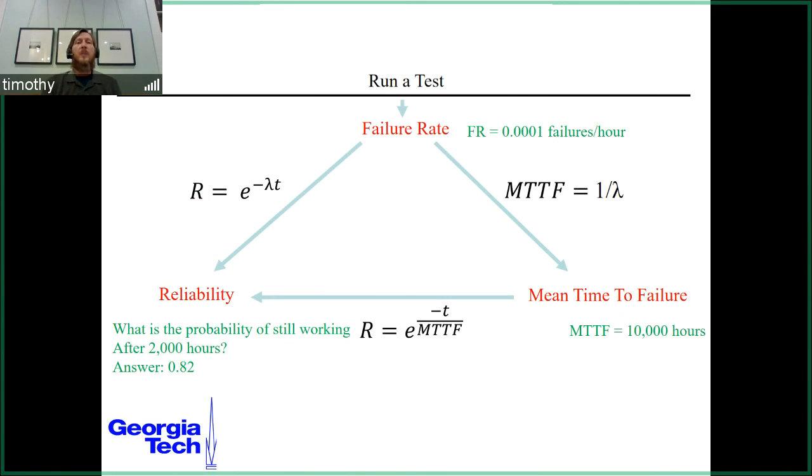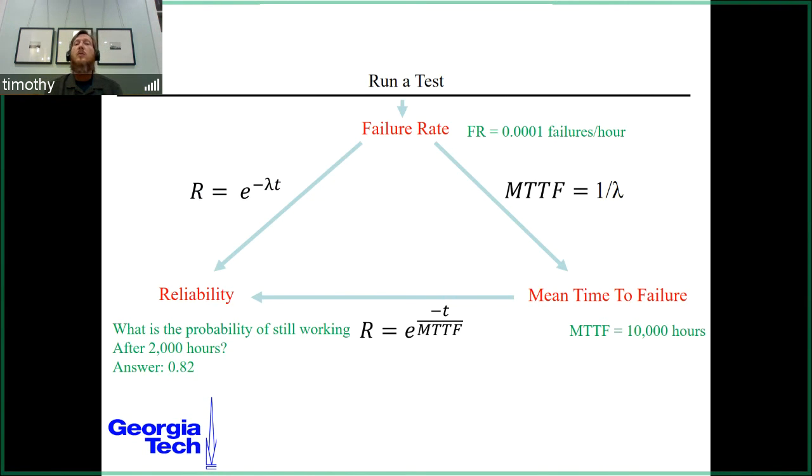Here's our final slide. Let's say that we run a test, we get a failure rate. The failure rate is 0.0001 failures per hour. I might have thrown too many zeros in that. You can convert a failure rate, which is the h of t, into the mean time to failure by 1 divided by lambda. You can also go to the reliability, which is e to the minus lambda t. Or you can convert between mean time to failure and reliability using reliability is equal to e to the minus t divided by mean time to failure.